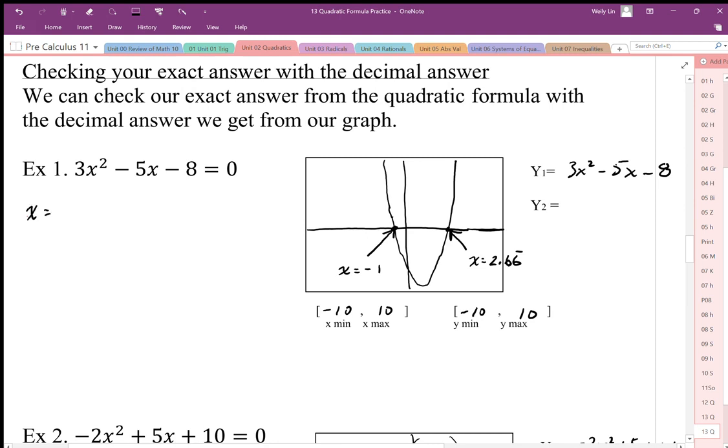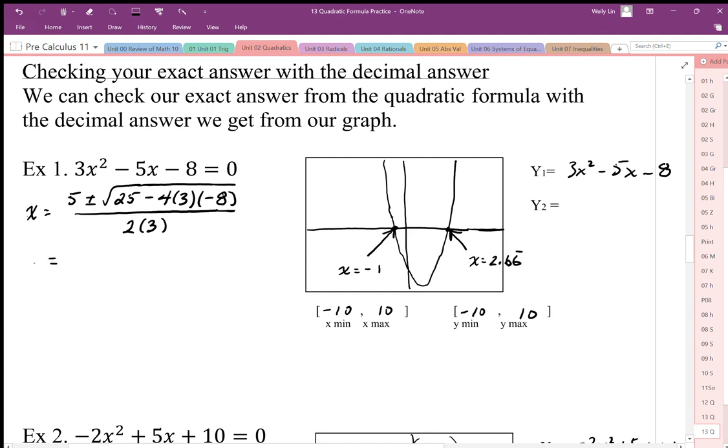So x is equal to negative of -5, which is positive 5. -5 squared is positive 25 minus 4 times a times c, which is -8. Okay, make sure you keep track of your signs. All the plus minuses you have to be careful with. And this is 2 times a, so 2 times 3 in the denominator.